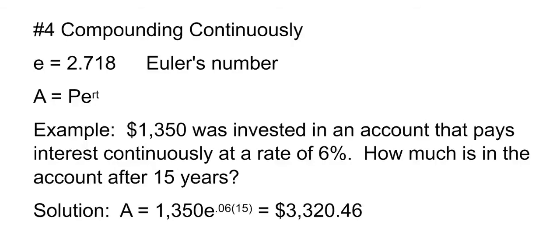Alright, so let's look at our example here. In this example, you invested $1,350 in an account paying 6% interest, compounding continuously, and we're going to leave that money in there for 15 years. So again, you see the solution at the bottom of the page. It looks exactly the same as the formula. We've just replaced P, r, and t with their values. When you look at the solution, $3,320.46, again, that's just a calculation from your calculator. You can plug that in and it will give you the answer directly.